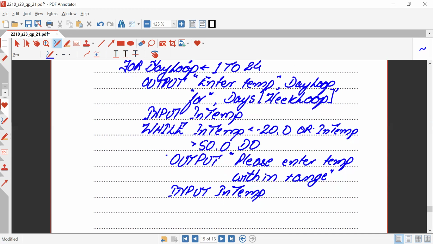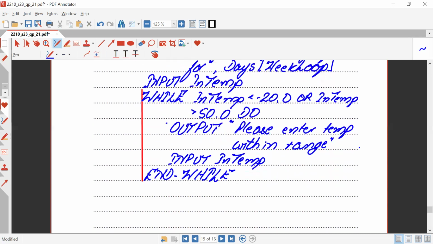And finally, we do have an end while. So be very much careful about your indentation. Once it is done, it will be an end while now. Now we are out of the validation loop because until this condition is fulfilled, it won't be out of the loop. As soon as the condition has been fulfilled, it will be out of the loop.